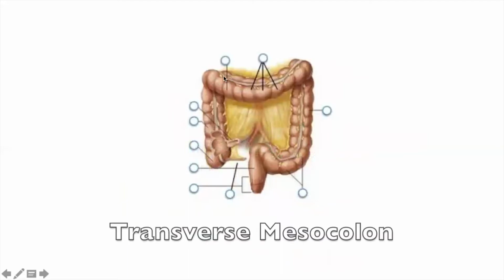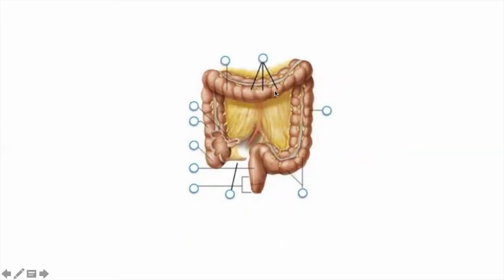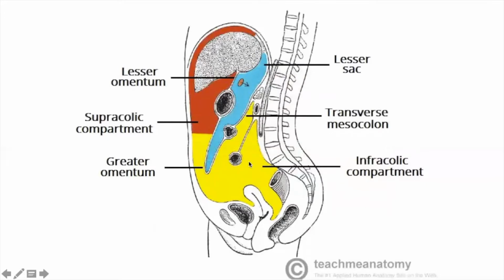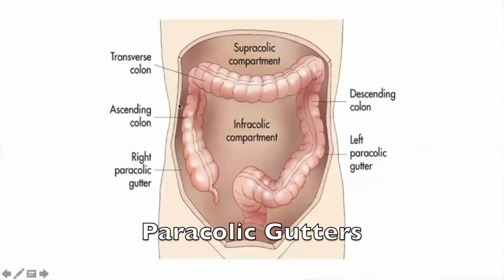This is your transverse mesocolon. It's the transverse colon. This is the transverse mesocolon, and we use that to help define our colic spaces. So this red part is our supracolic space. This yellow part is our infracolic space. And then on either side of the large intestine, we have the paracolic gutters here and here.